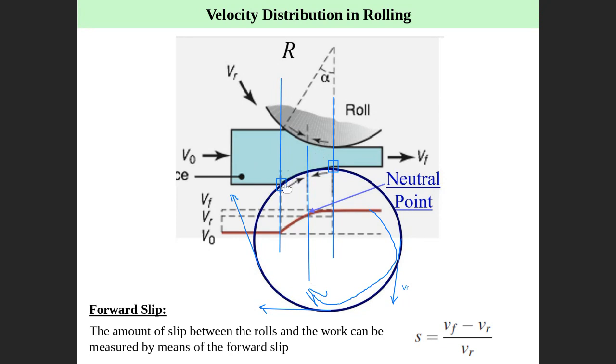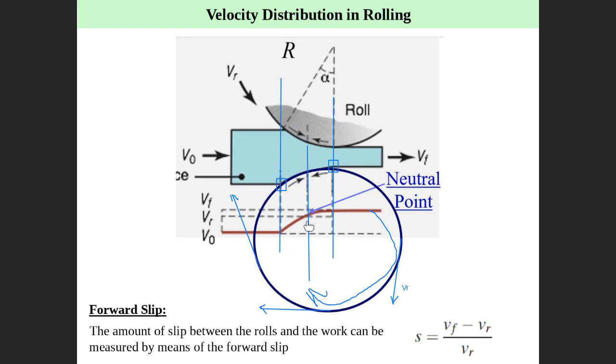If you look here from the beginning, you can see the workpiece speed is VO. Roller speed is VR. They are in contact, but there is a different speed at this point. Here also you can see that the speed of the roller at this point is VR, but the workpiece is VF. They are in contact.